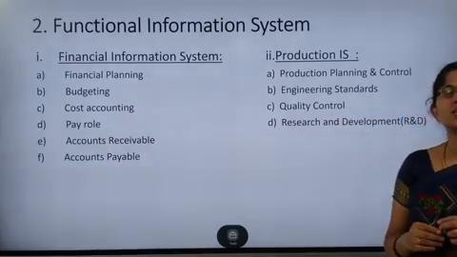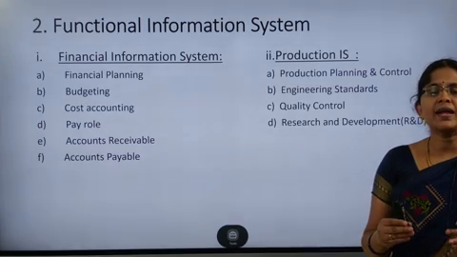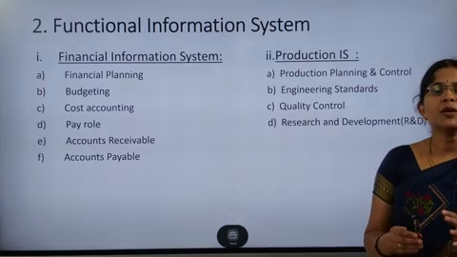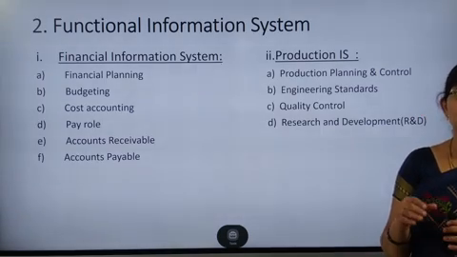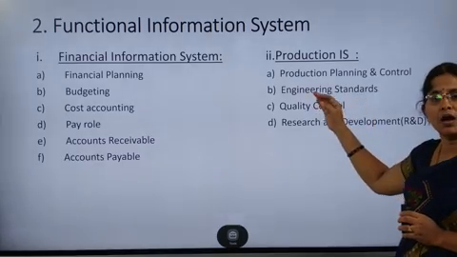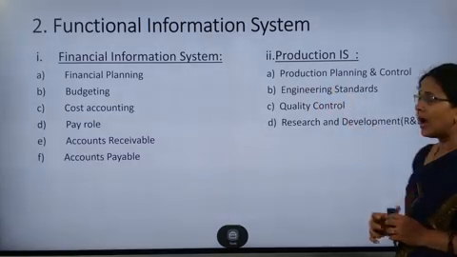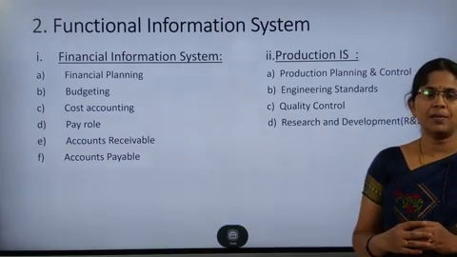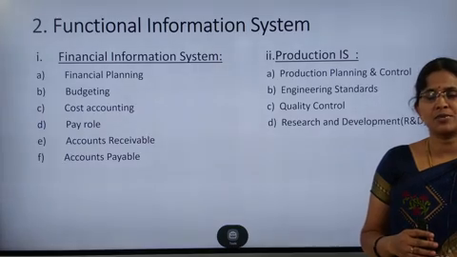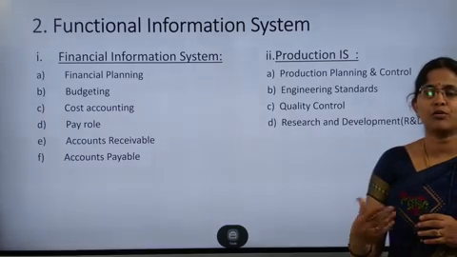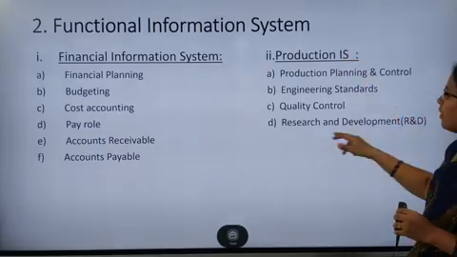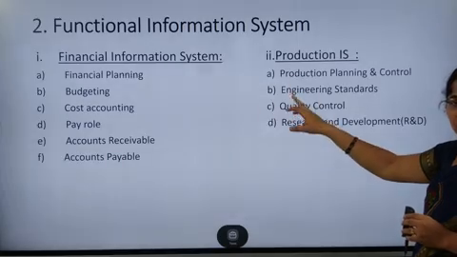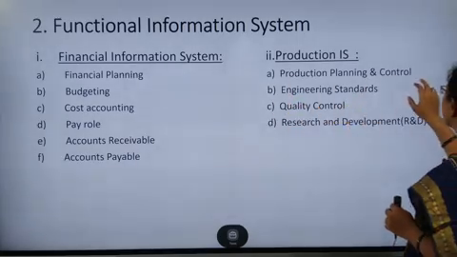Third one is quality control. It means providing good quality products to the customers at minimum price. That is also one more criterion you can add to the production information system. And the last one is R&D, that's nothing but research and development. It means what further advancements and further additions you can make to your product. All those are part of the production information system. So this is about the financial information system and production information system.